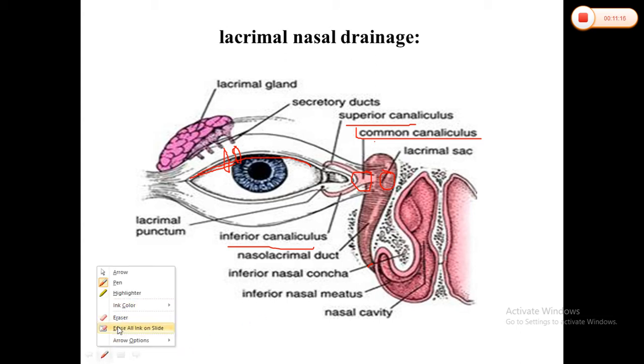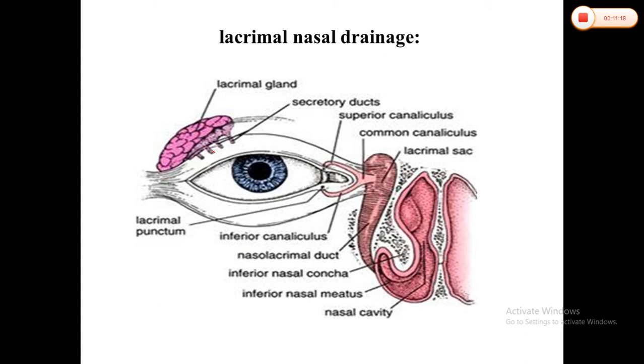So here we can see, basically, first our tears are secreted and pass through the eyelids. They are distributed all over the ocular surface. Now, there are two lacrimal punctums, and these punctums drain the tears into the canaliculus. There are two canaliculi, the inferior canaliculus and the superior canaliculus. They meet at one common point, called the common canaliculus, which opens into the lacrimal sac.